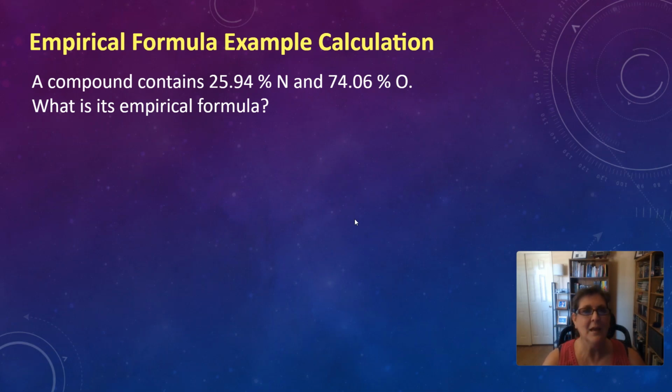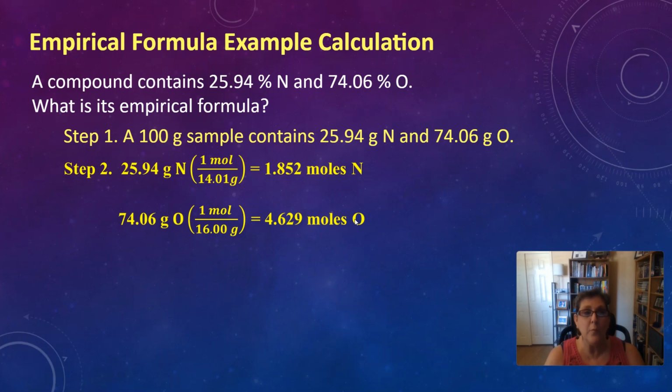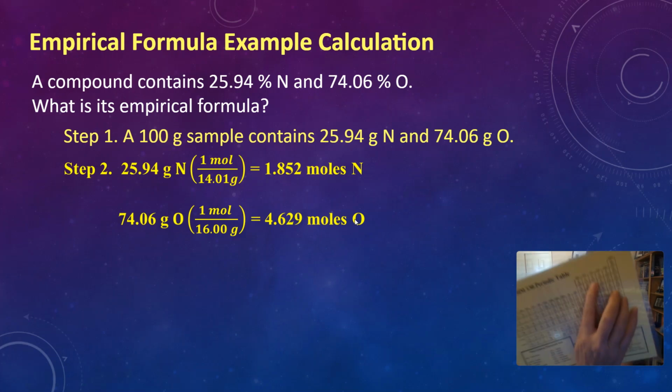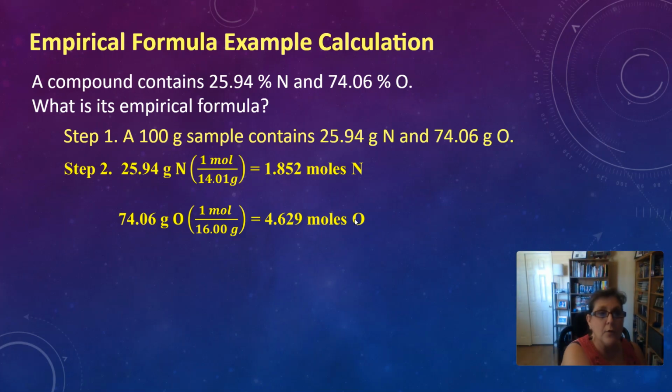Okay, we're back. Step 1, assume 100 grams. So we have 25.94 grams of nitrogen and 74.06 grams of oxygen. So we have our grams. Step 2, convert to moles. 25.94 grams of nitrogen. There is 14.01 grams of nitrogen in a mole right there from our periodic table. The grams goes on the bottom, so it'll cancel out. And we're left with 1.852 moles of nitrogen, 4 sig figs.